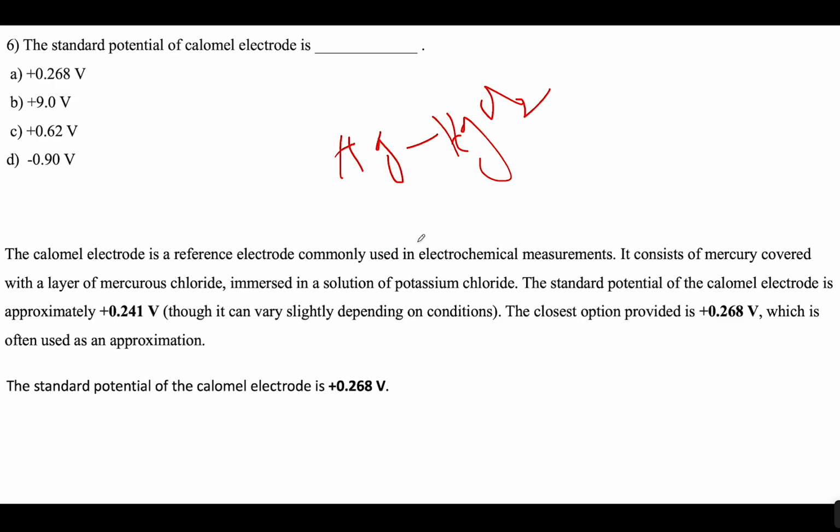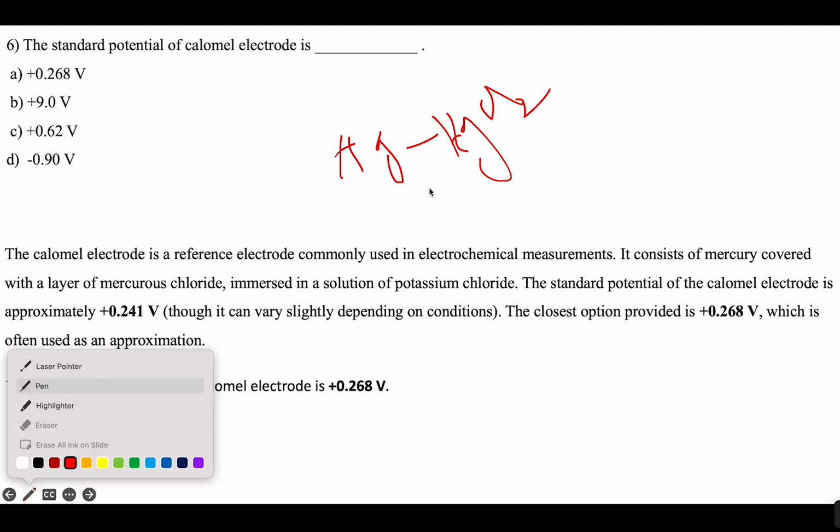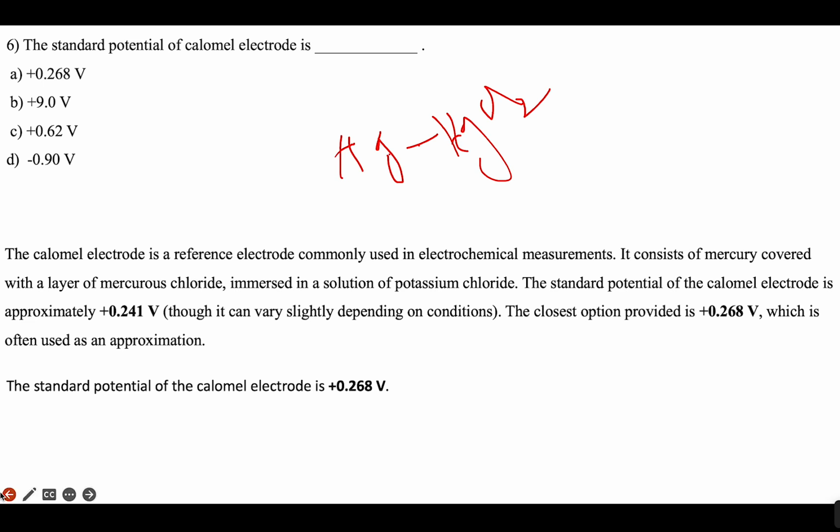Now moving to the next question. The standard electrode potential of the calomel electrode is plus 0.26 volt, plus 9 volt, plus 0.62 volt, and minus 0.9 volt. What is the calomel electrode?